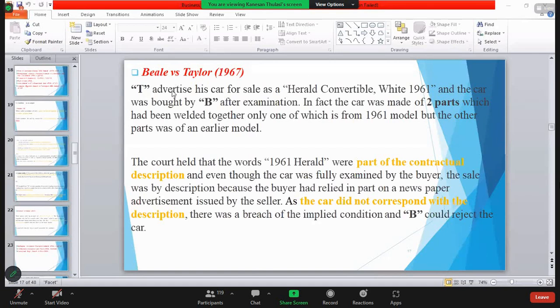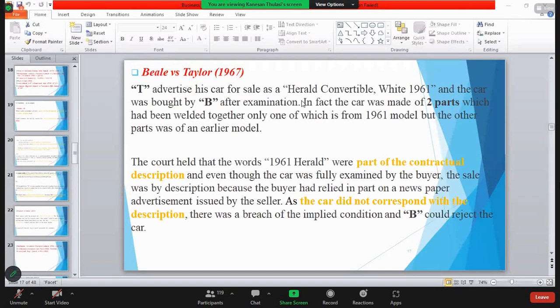What happened here? T advertises his car for sale as a Herald convertible, white, 1961. It's like one kind of brand of car. T is the person who advertised that this is my brand of car. And the car was bought by B after examination. B is the person who saw that advertisement and went to the particular seller's store and examined this Herald convertible white 1961 model car. He examined it because if you want to buy a vehicle, you examine whether the machine is in good condition and the engine is in good condition, whether this car is suitable for my particular purpose. You check everything like that.